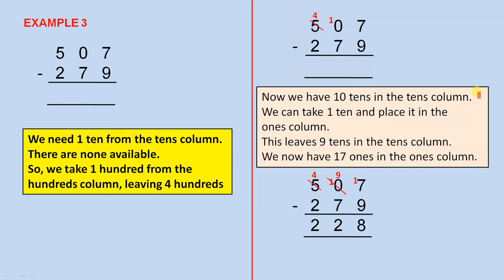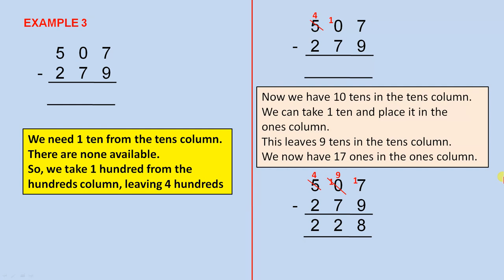Now we have 10 tens in the tens column. We can take one 10 and place it in the ones column. So you take one of those tens here, that leaves 9, place it in the ones column. See? This leaves 9 tens in the tens column, so there are still 9 of them. We now have 17 ones in the ones column, and we're ready to go again. 17 take away 9 is 8. 9 take away 7 is 2. 4 take away 2 is 2, and the answer is 228.